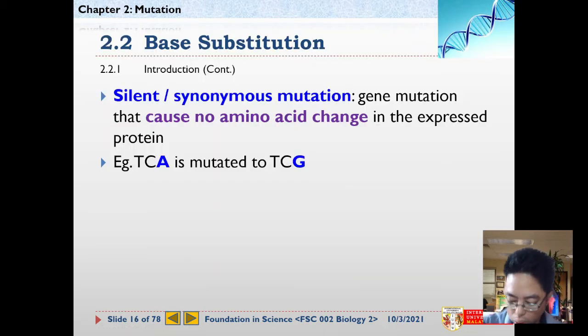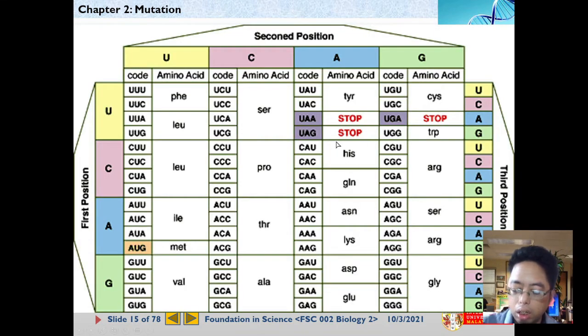The thing is, not all of these mutations are bad. Sometimes it happens, but it doesn't have any effect at all. We call it silent or synonymous mutation. Why? Because if you look at this table, UCU, UCC, UCA, and UCG all code for the serine amino acid. It means that no matter what kind of change happens in the third letter, U, C, A, or G, it still brings up the same amino acid. So that's why we call it a silent mutation, because it doesn't have any impact on the amino acid that is created.